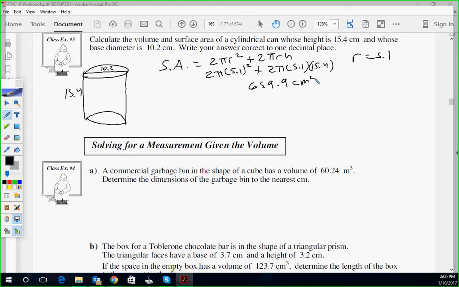All right, volume we know is pi r squared times height. Just insert it: pi times 5.1 squared times 15.4. When we do that, you get 1258.4 cubic centimeters.